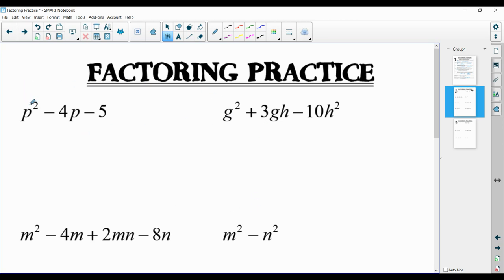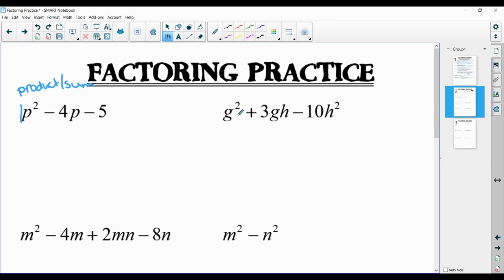So the first one here, I've got p squared minus 4p minus 5. Well, this is a trinomial, meaning it's three terms. I do not have a coefficient in the front except for a 1. There is a 1 there, we just don't see it, it's invisible. But since that's a 1, I don't really have to worry about it too much. This is going to be a product sum question.